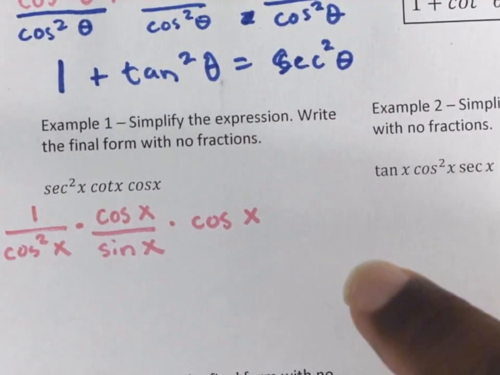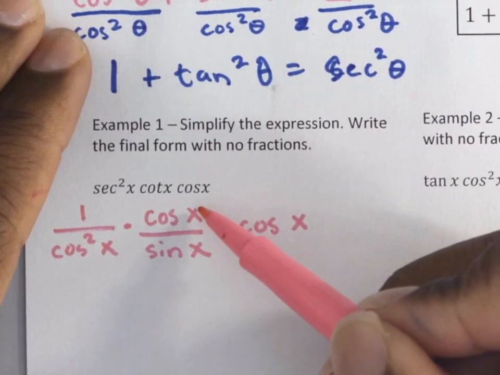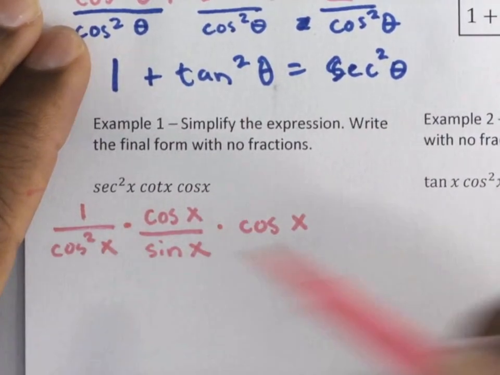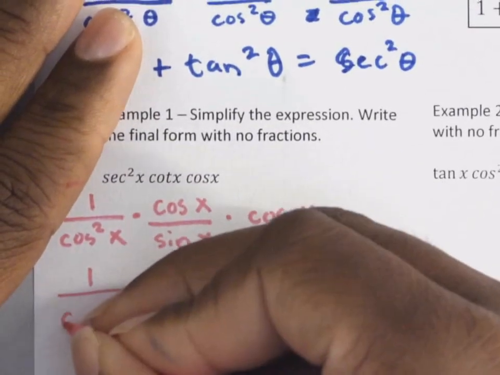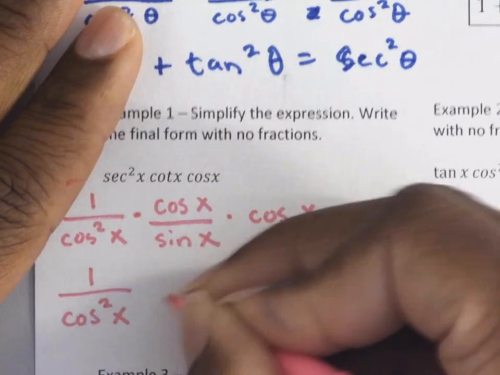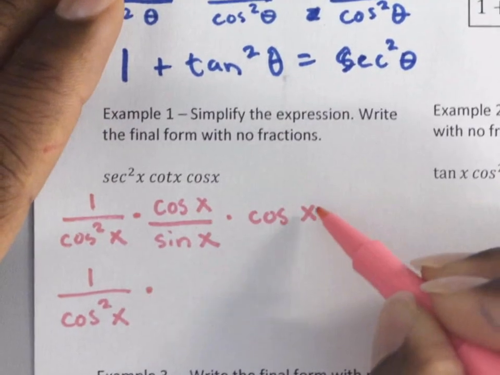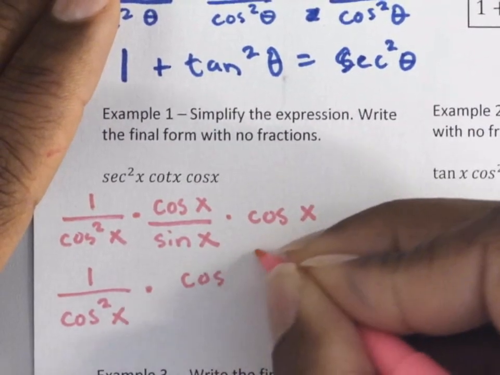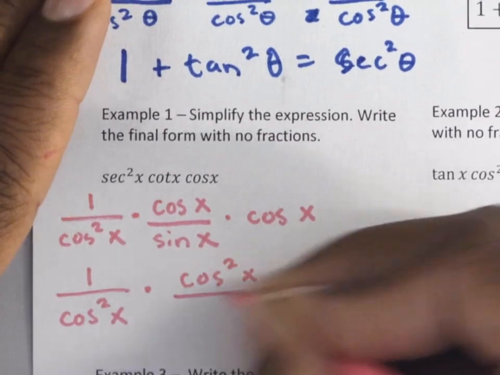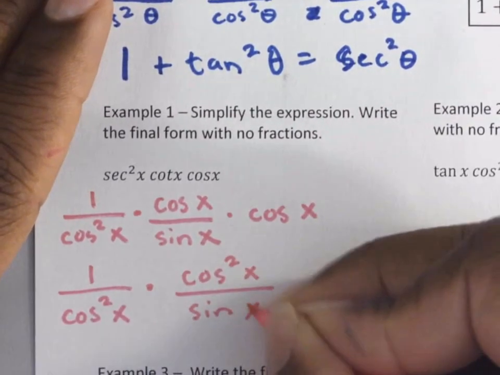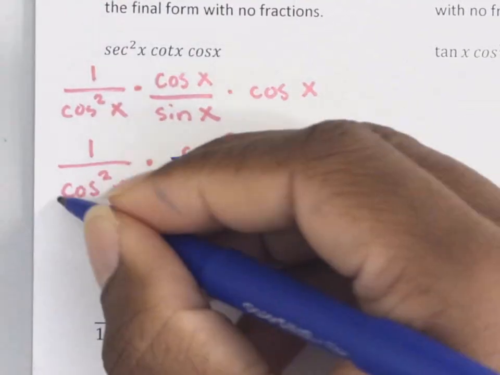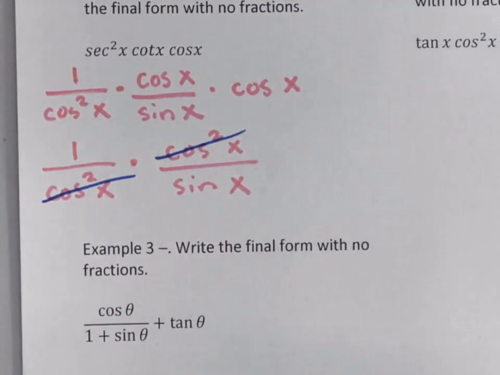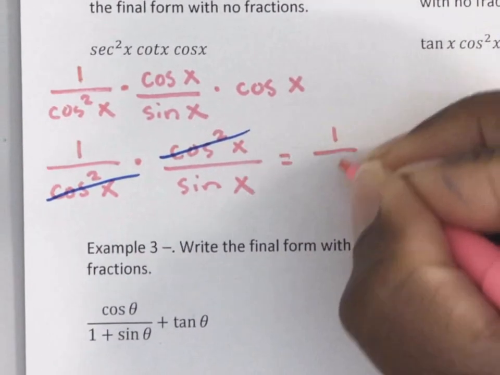Now I could cancel them out, like 1 divided by 1 and then 1 more divided by 1 more. Let me put them together so we can see what's going on. That didn't change, but here cosine times cosine gives me cosine squared divided by sine. Can I cancel out the cosines? Yes. That leaves me with what? It leaves 1 over sine.